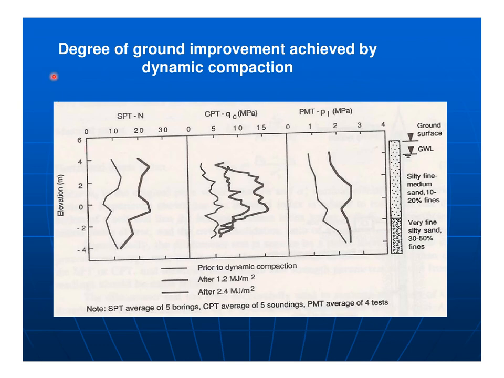So degree of ground improvement achieved by dynamic compaction. You can see that initially you are having this pattern of the SPT, but after dynamic compaction, you can see that N values have been improved. Same thing can be seen in the cone penetration resistance and the pressure meter test results. So the bold lines are representing the value that you are getting after dynamic compaction.